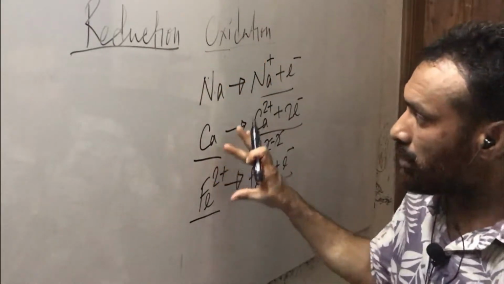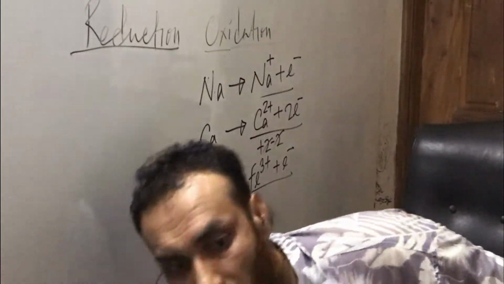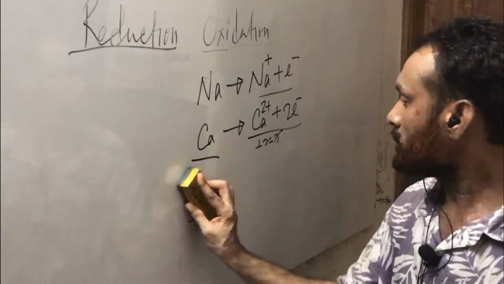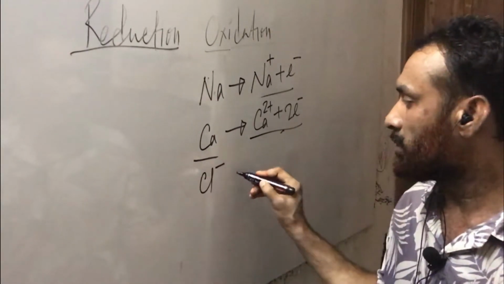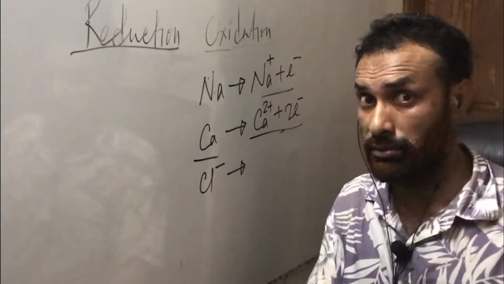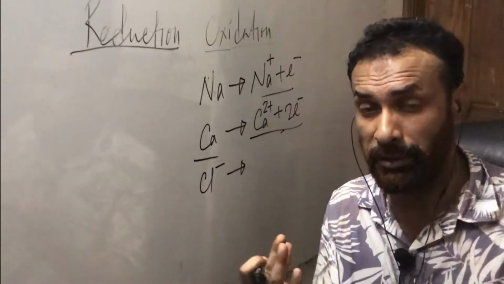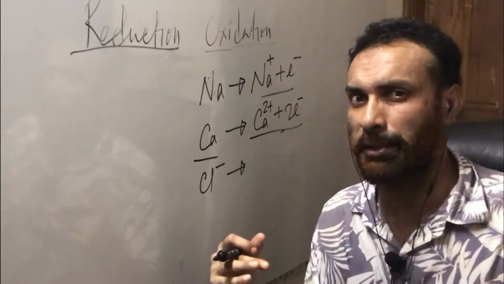And these are all metal or metal ions. We can also have an example for a non-metal ion. I write here chloride ion. Chloride ion already has gained an electron. This is not chlorine. Chloride ion, somehow it has gained an electron. Now it can lose an electron.